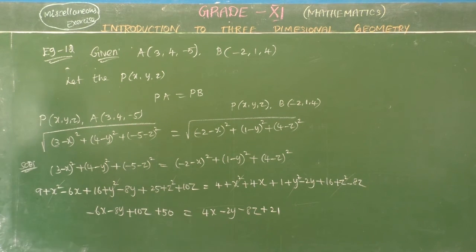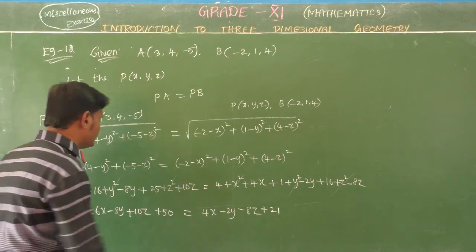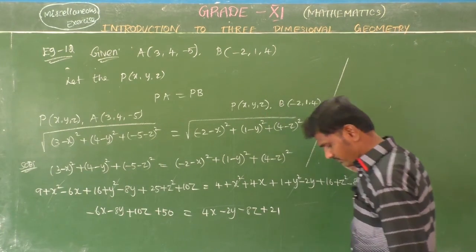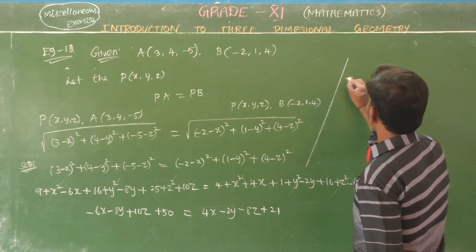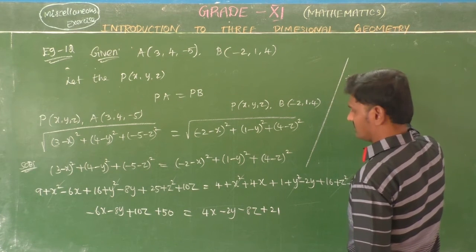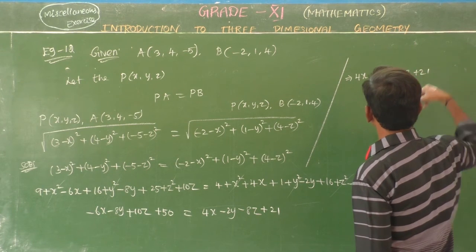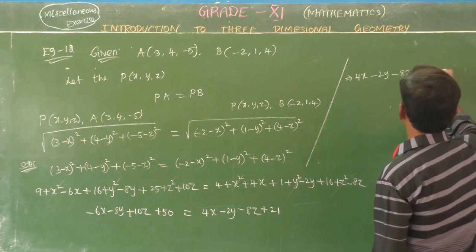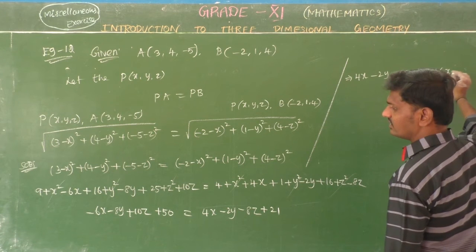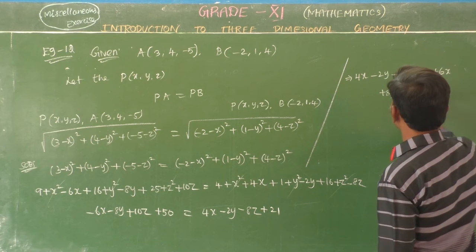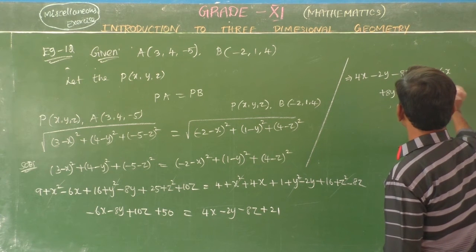Okay, now we are going to simplify. We want to send all the terms to that side. Already you have 4x minus 2y minus 8z plus 21. Then minus 6x coming this side plus 6x plus 8y minus 10z minus 50, which is equal to 0.